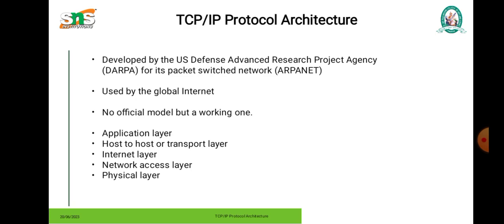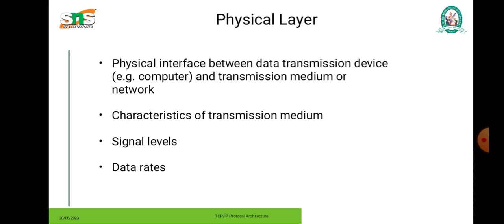Let's discuss one by one. The first one is the physical layer. The physical layer covers the physical interface between data transmission devices, for example workstations or any computers, and the transmission medium or network. This layer is concerned with specifying the characteristics of the transmission medium, the signals, data rates and related matters.